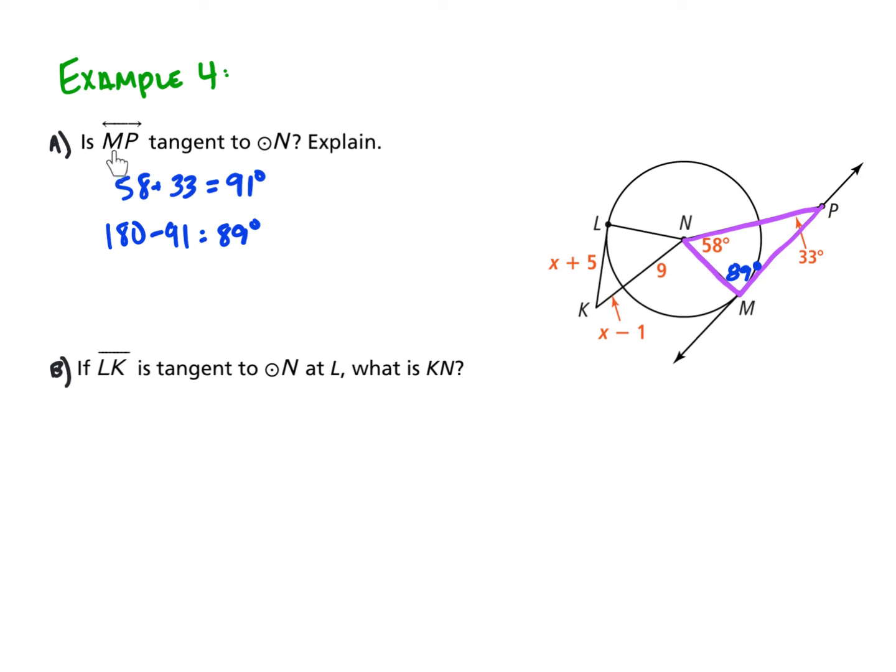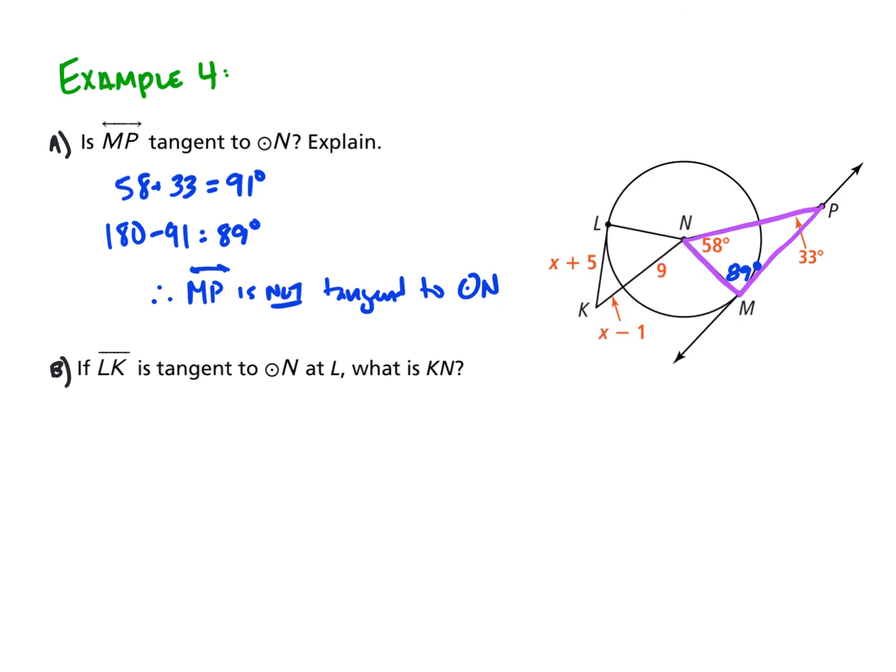And that would tell me that no, this is not a tangent line for this circle because it didn't form a 90-degree angle with the radius. Therefore, line MP is not tangent to circle N. Now, part B says, if segment LK is tangent to circle N at L, what is the length of segment KN?